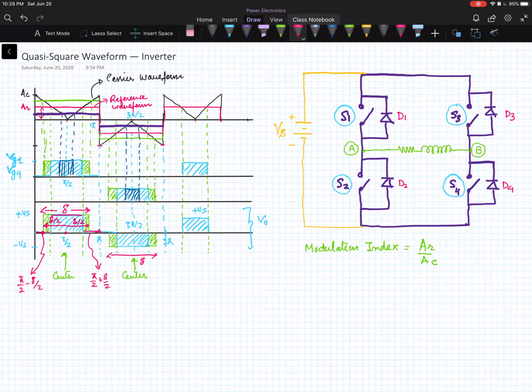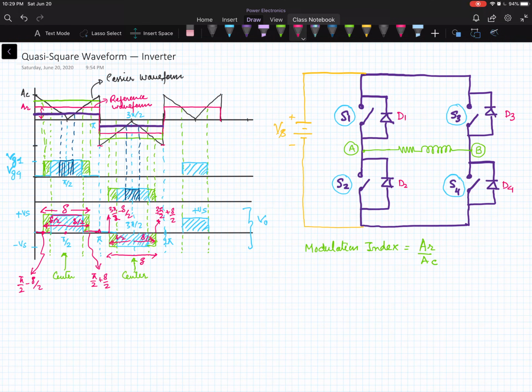Similarly, if I talk about the negative part, this angle will be 3 pi by 2 plus del by 2 because this is del by 2. This pulse is centered at 3 pi by 2 and the width is del, so it will be del by 2 on both sides. So this angle will be 3 pi by 2 minus del by 2.